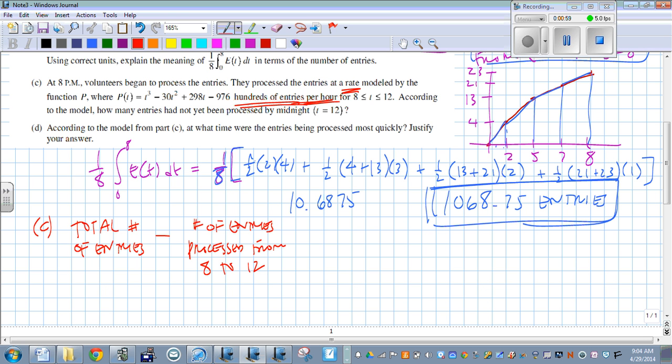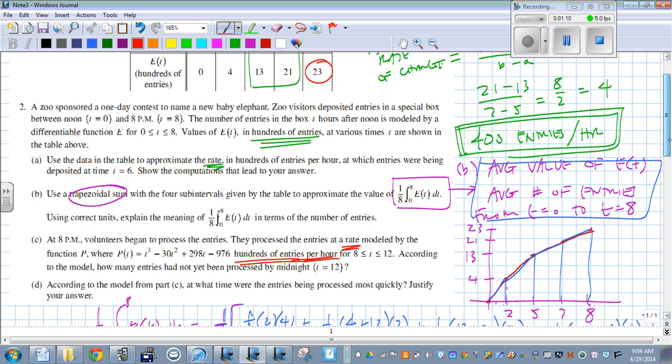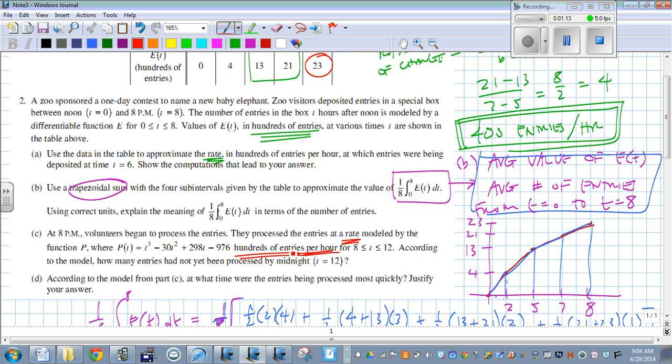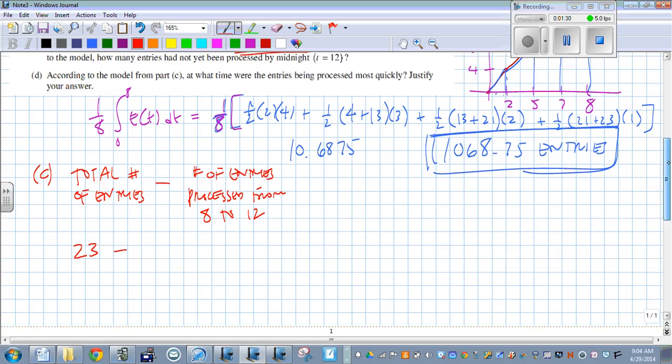Well, total number of entries, if we look back at our table, that's what it's telling us. It's the hundreds of entries that are in there. So after 8 hours, there's 2,300 entries. Since this rate is in hundreds of entries, I'm not going to change this 23 to 2,300. We can just leave it as 23. And then at the end, we can change our answer in terms of hundreds of entries. So the total number of entries, we've got 23, which really means 2,300, minus the number of entries processed.